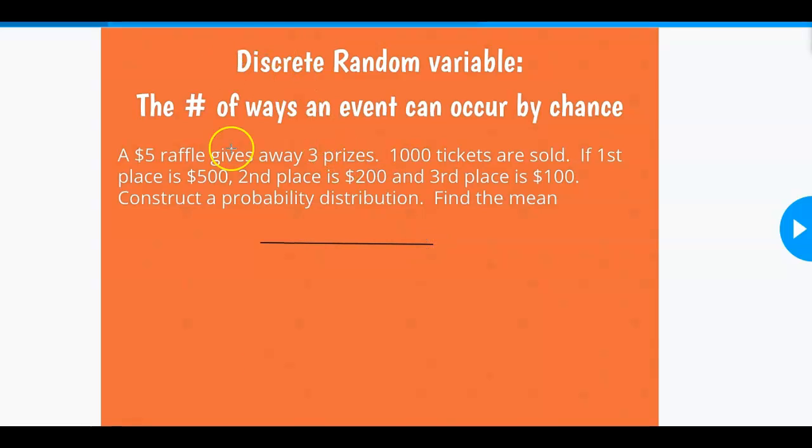So the goal is to know how much money you are going to win, or in this case, lose. Most gambling games, you're probably going to lose. If you bet $5 and you lose, that's -5. Okay, so you're going to win $500. But if you spend $5 to win $500, that's $495 net.